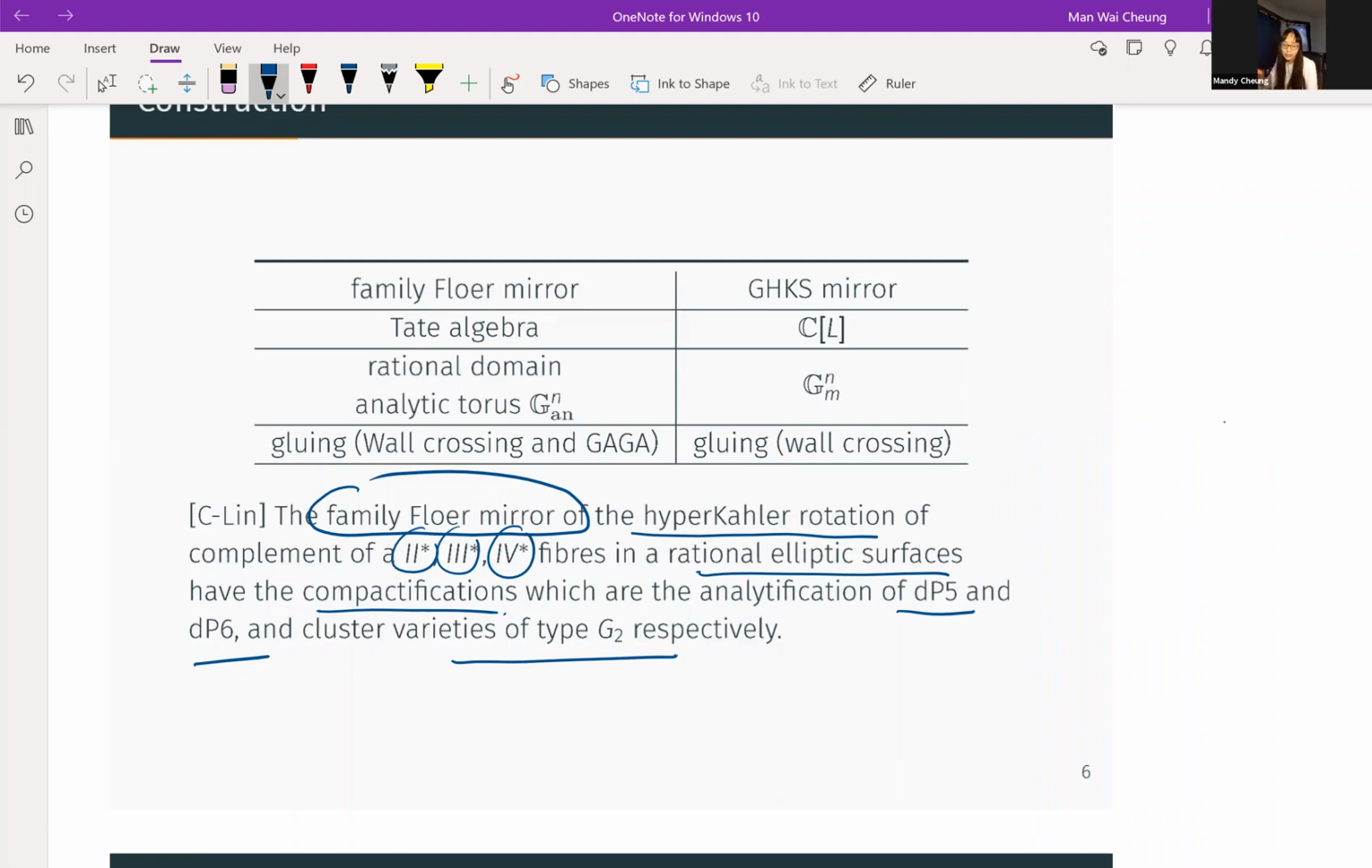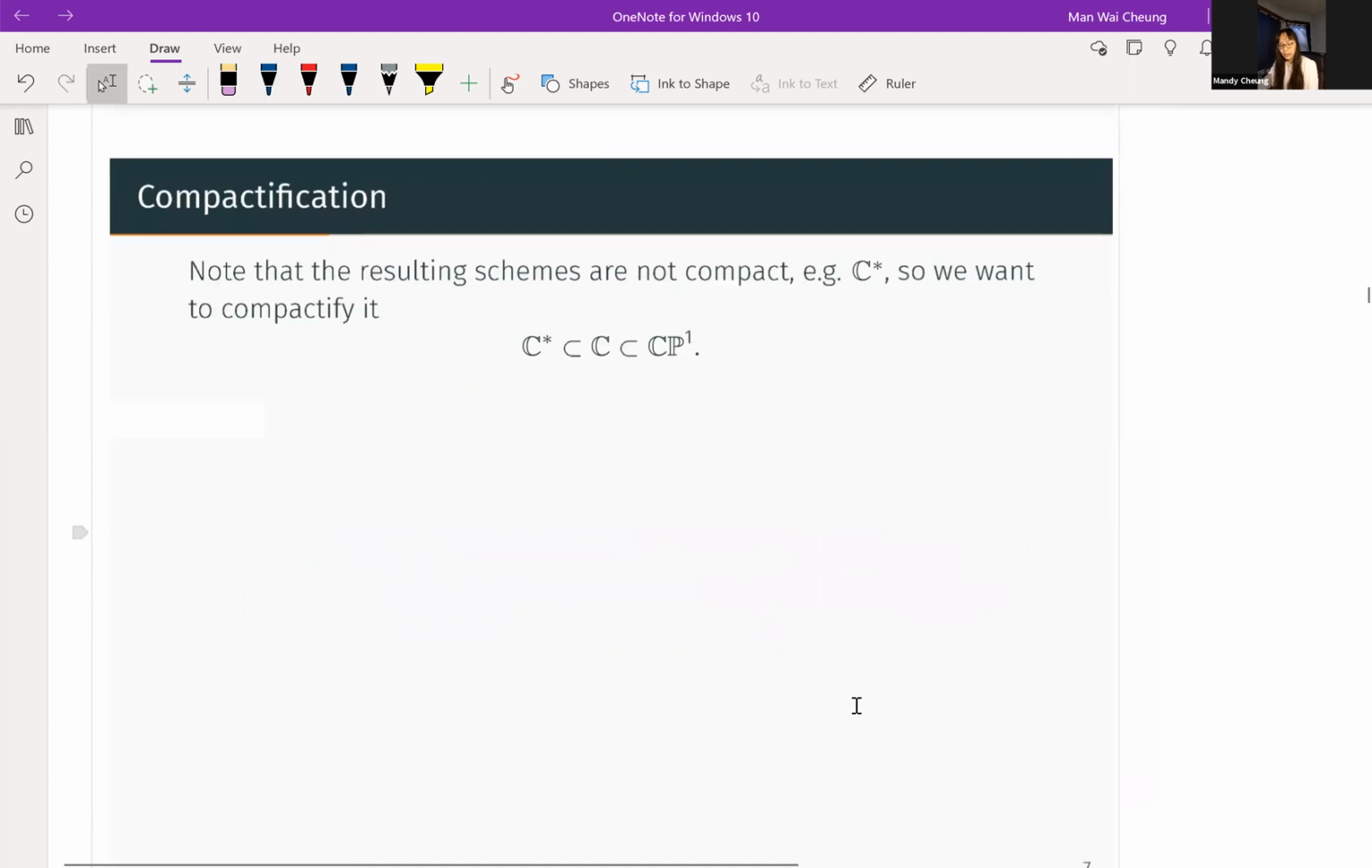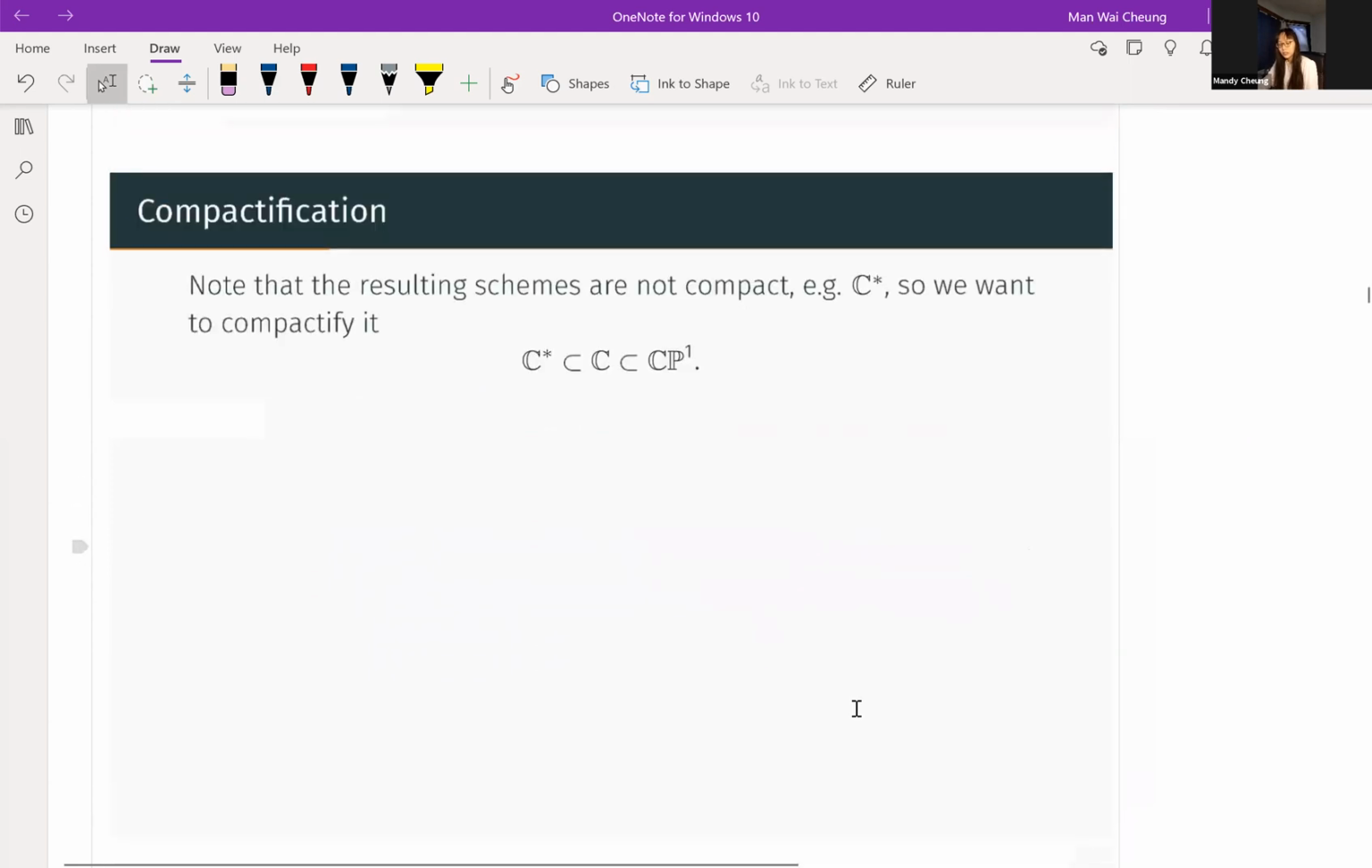But you can see here, this is how this picture comes in, because we are having an open piece, and then it would be nice if we knew how to compactify the whole mirror. So this is the starting point of today, which is we want to compactify. And that might be redundant, but if we look at the torus, even just C star, this is not compact. So we want to compactify it.